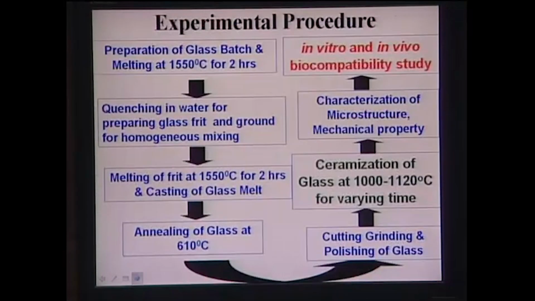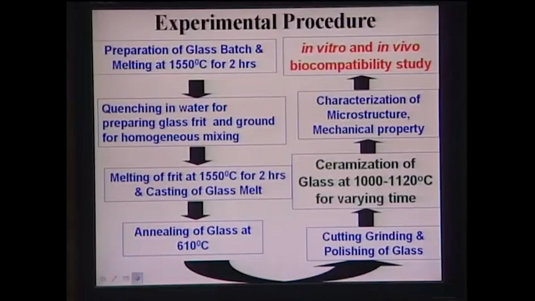The same protocol has been used to fabricate these materials, that is, the preparation of the glass batch and melting at 1550 degrees Celsius for 2 hours. Typically this melting was done in a platinum crucible, and as I explained just a few minutes back, melting and remelting were carried out together to ensure homogeneity of the base glass composition. After that, they are all quenched in water.